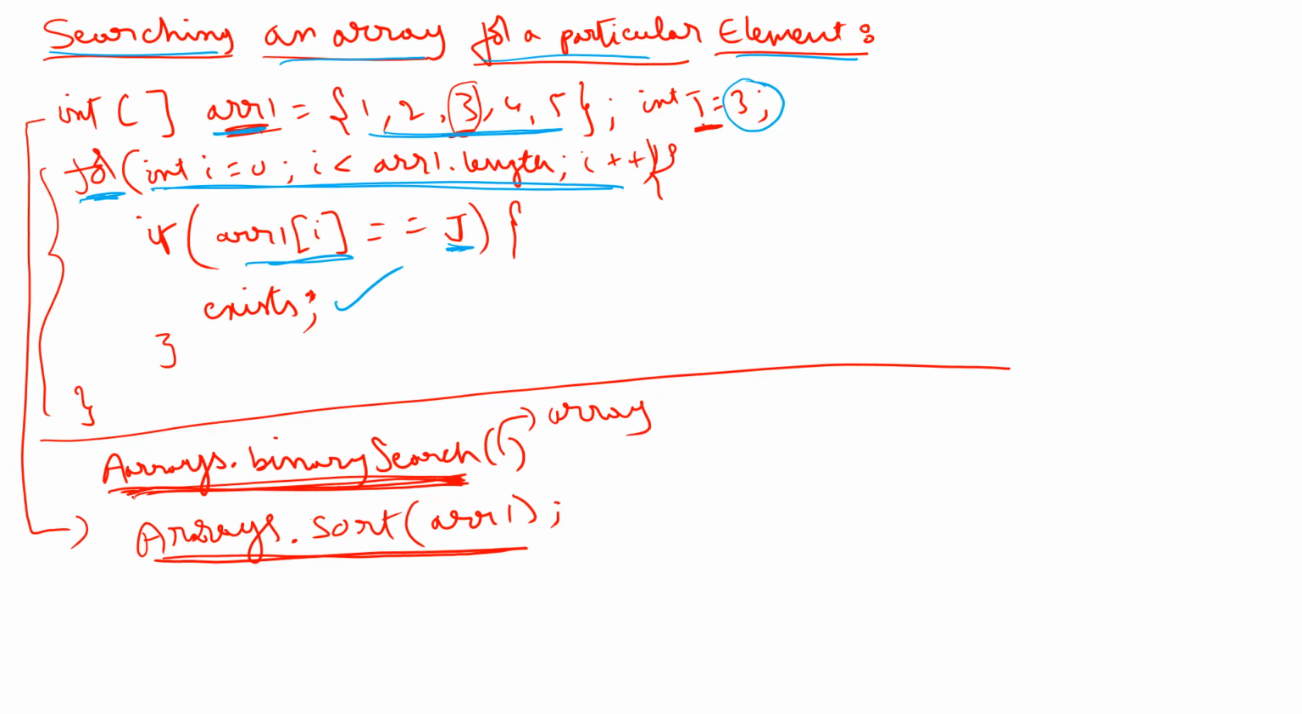The other method is we can use the method Arrays.binarySearch. This method takes the array as a parameter. But before this, what we have to do is we have to sort this array. That's one thing we have to do. So let's see the examples using both of these. So first one is, we will see this one and then we will see this one.